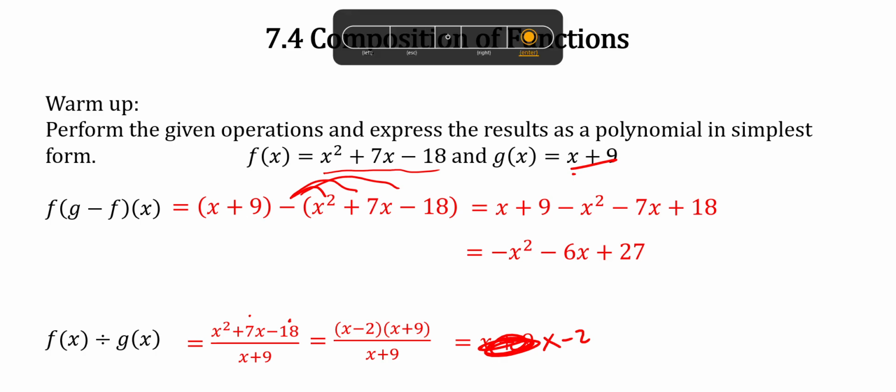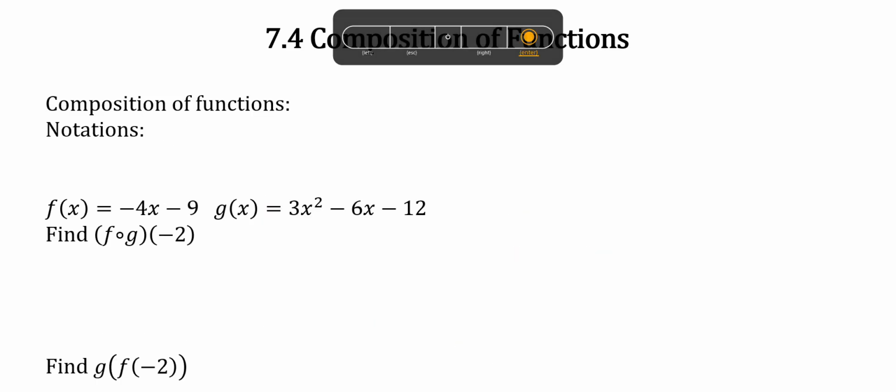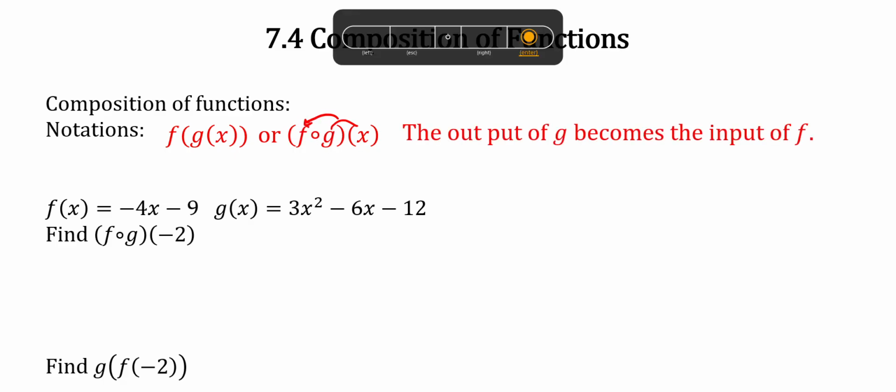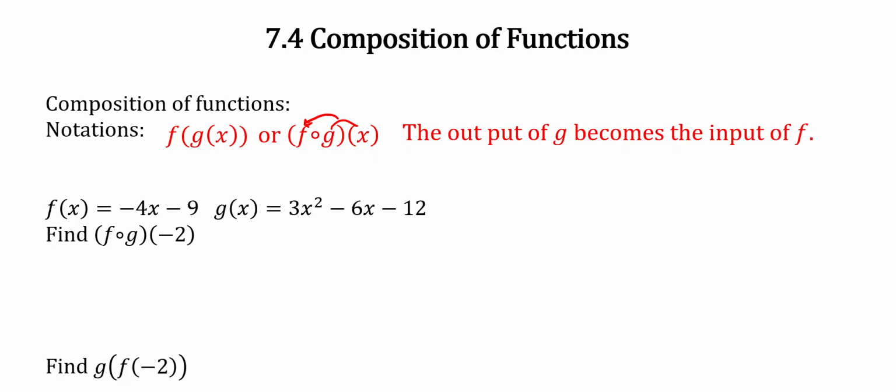Okay, let's talk about composition of functions. It can be written as f of g of x, or this, often called "f circle g", but that's not an O, it's composition notation. F of g of x is what we say there. You'd do g of x first, and whatever comes out of that, you put into f. The output of g becomes the input of f.